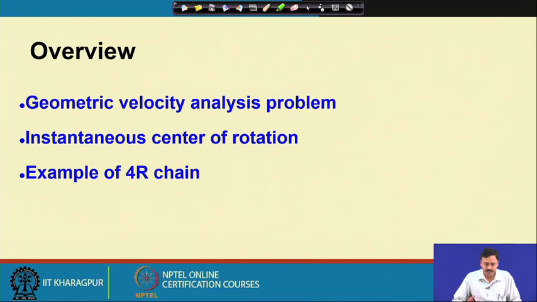using the concept of instantaneous center of rotation, and in this lecture we are going to look at the 4R chain.